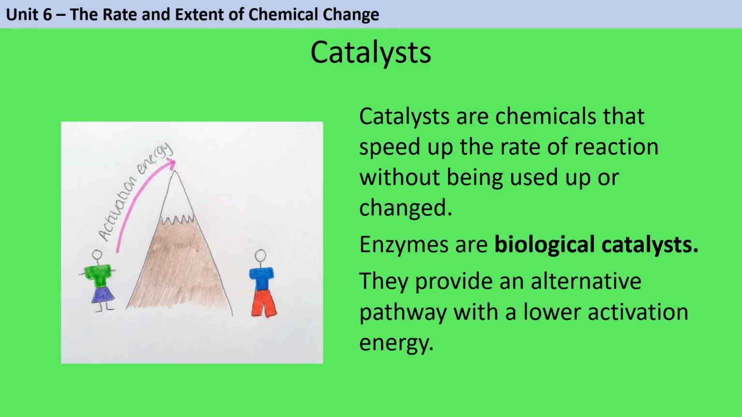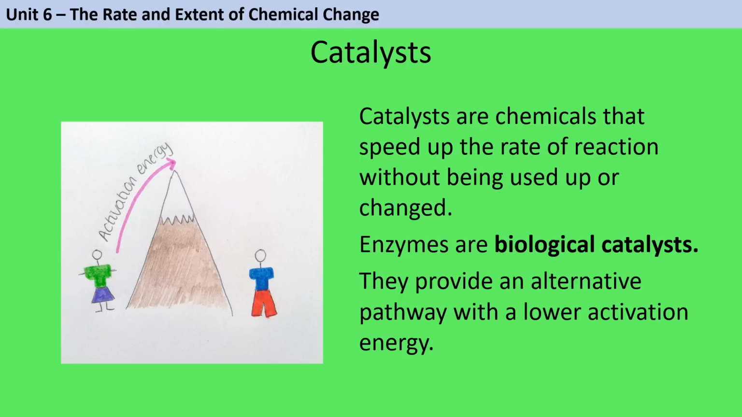Finally, to speed up the reaction, we can add a catalyst, which is a chemical that speeds up the rate of reaction without being used up or changed itself. It's important that you understand that catalysts are chemicals. We sometimes see in exams people writing about heat acting as a catalyst, and that's not true. This has to be a chemical that we're adding. Enzymes are an example of a biological catalyst, which just means a catalyst made by a living organism.